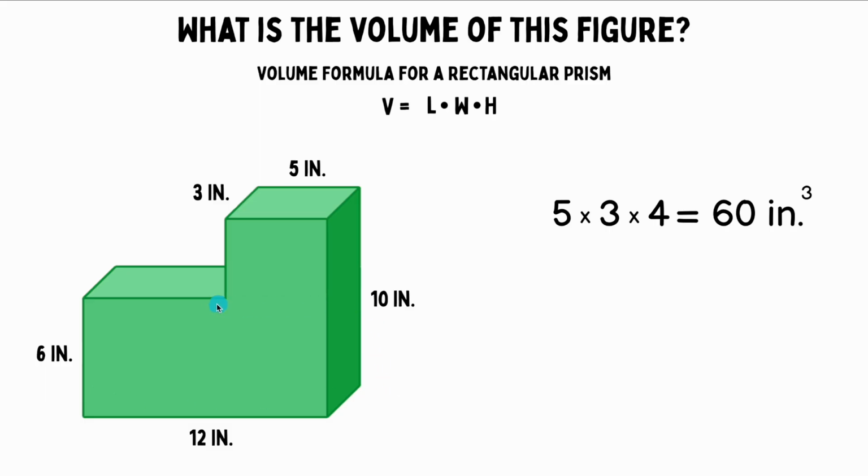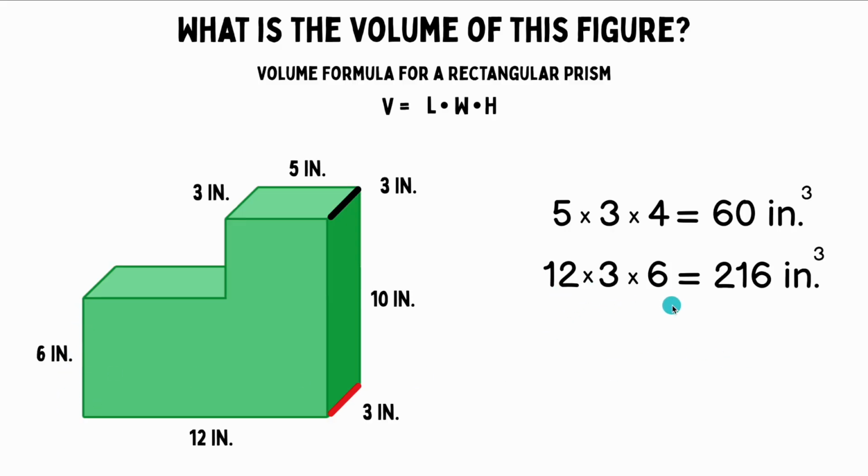Now let's look at the bottom portion. We have the length, 12, times the width. Now let's figure out the width. Well, we know this is 3 inches because this side is 3 inches, which means this is also 3 inches. 12 times 3 times the height, which is 6. We know that 12 times 3 times 6 equals 216 inches cubed.